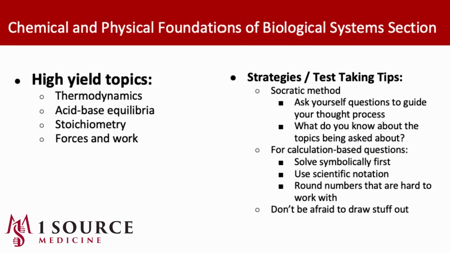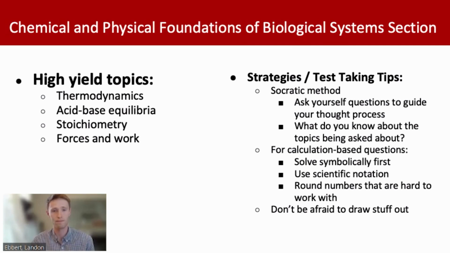Just to start, I'd like to talk about some of the high-yield topics that you definitely want to know before heading into the MCAT. So the Chemical and Physical Foundations of Biological Systems section of the MCAT covers organic chemistry, general chemistry, physics, and biochemistry. There are a lot of different things they could test you on, but some of the highest yield things that I really emphasize to students that they should learn are thermodynamics, especially with regards to biological systems, acid-base equilibria, stoichiometry, as well as some Newtonian physics and work.